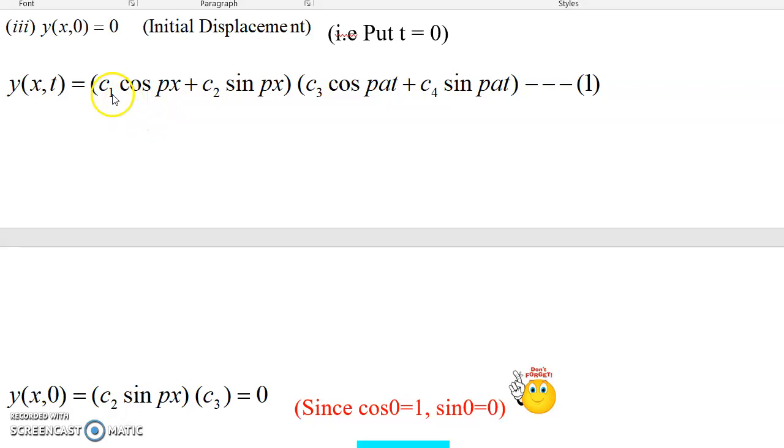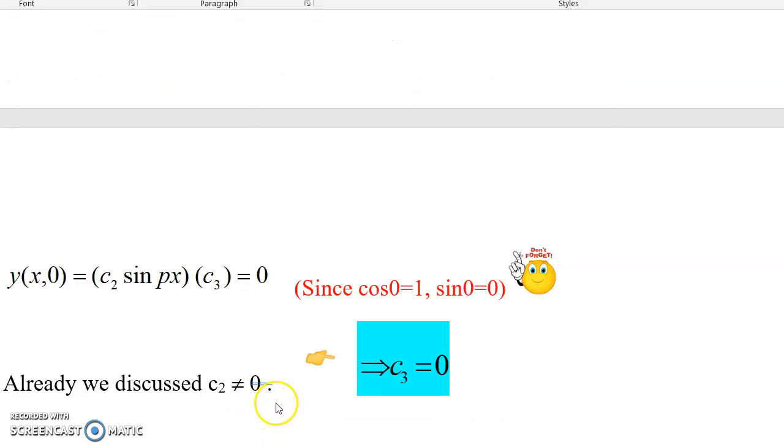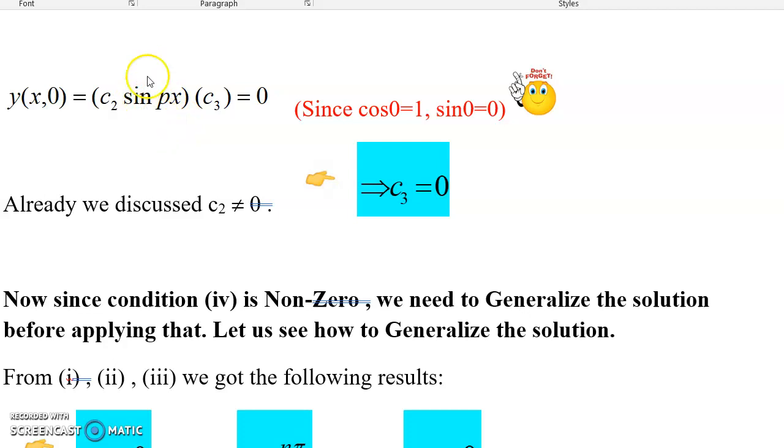And in the first term, C1 was already 0. So the expression has only C2 sin Px into C3 equal to 0. When we equate this to 0, since sin Px is the variable term, we should not touch it. And we already saw C2 cannot be 0. So the only possibility is that C3 has to be 0. Now we have to proceed to the fourth condition. But the fourth condition is a non-zero boundary condition.